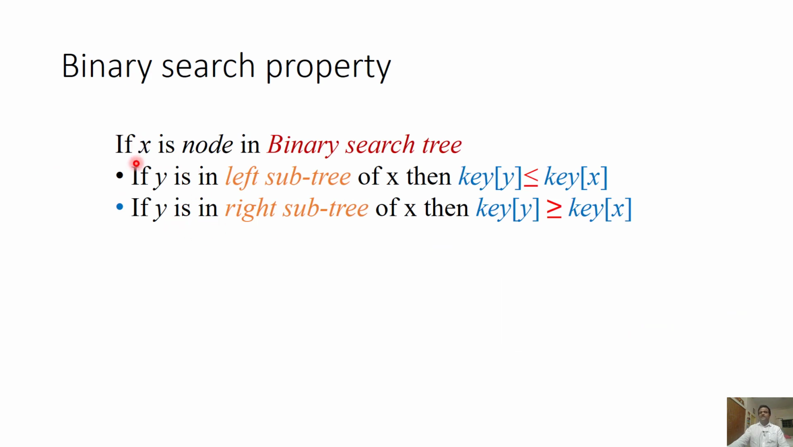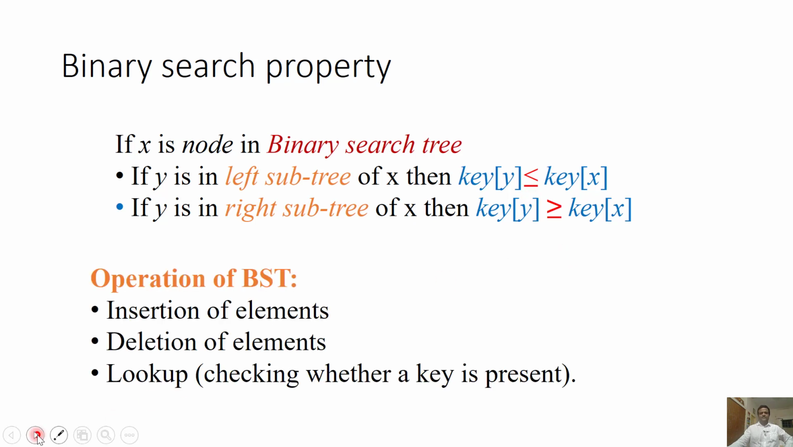Consider a node x at any position of the tree, then consider the left subtree of x and the right subtree of x. If y is a node in the left subtree, then the key value of y must be less than the key value of x. Similarly, all the nodes in the right subtree of x are greater than the key value. Greater than or equal, if there are some equal elements, we have to use the equality. Otherwise, if they are all distinct, we can say strictly. So this is the property of a binary search tree.